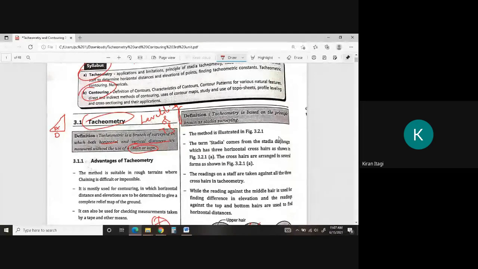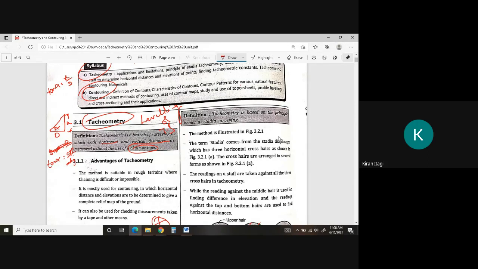So what will you apply? tan alpha equals opposite upon adjacent. We want to determine this height, that is x. We know d and we know alpha, so how will we calculate? Just put it in: tan alpha equals x upon d, we know the value of d, so we will get this height. Like this we will calculate the horizontal distance and vertical distance.